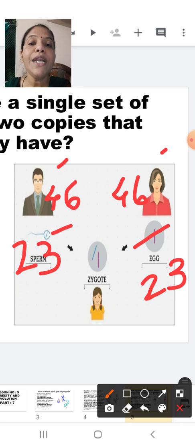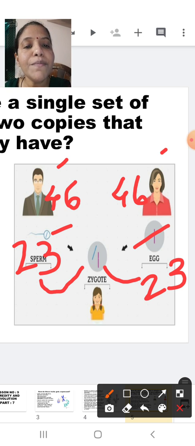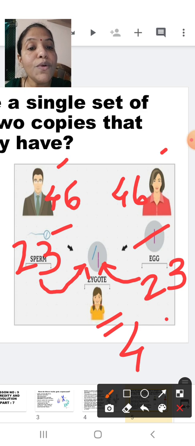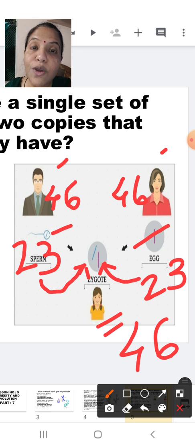Now, this 23 from the sperm will unite with the 23 from the egg. So in that case, it will result in the formation of a zygote. Now the zygote will divide and divide in future and will develop to form an individual. So in an individual, there will be a total of how many chromosomes? 46 chromosomes. What is another way of calling 46 chromosomes? 23 pairs.